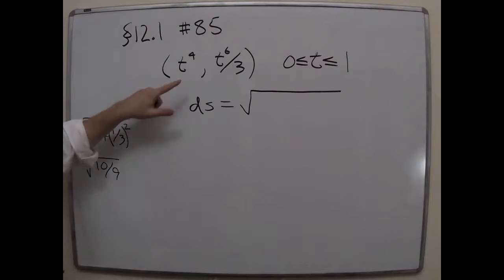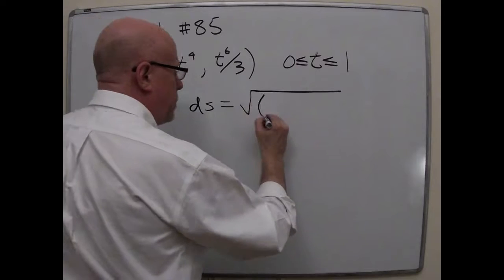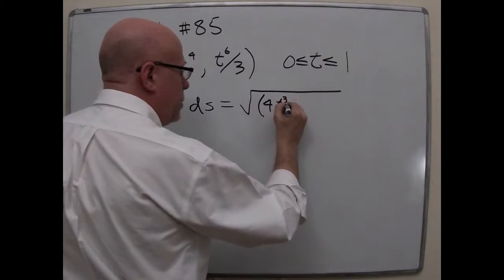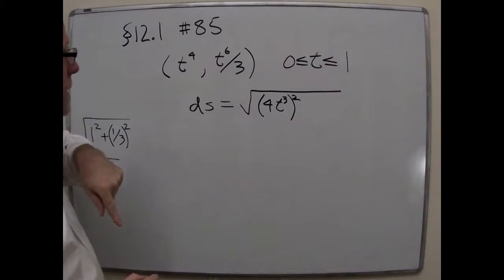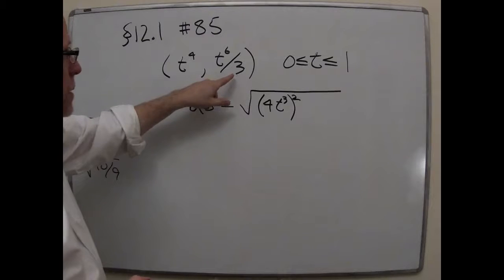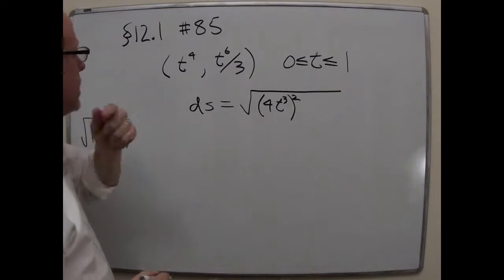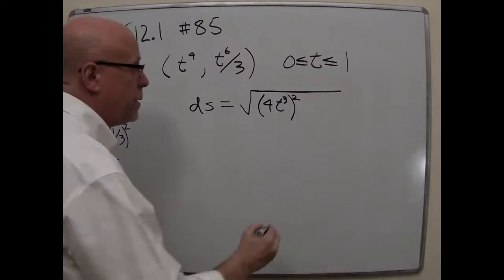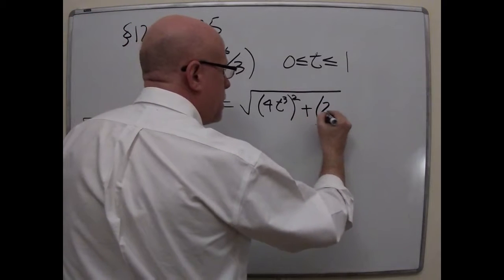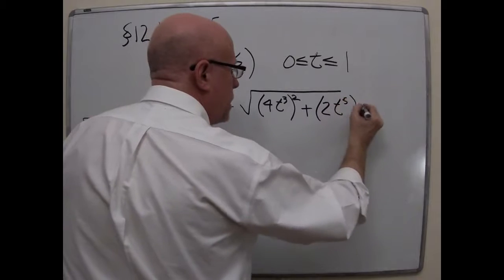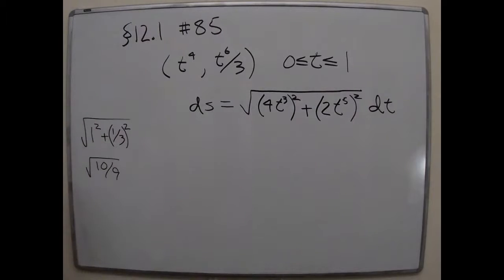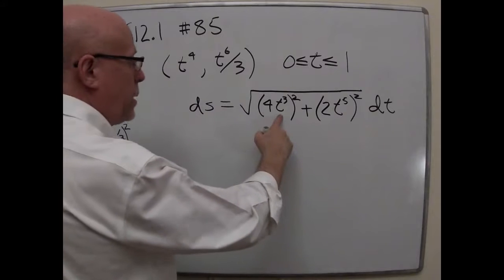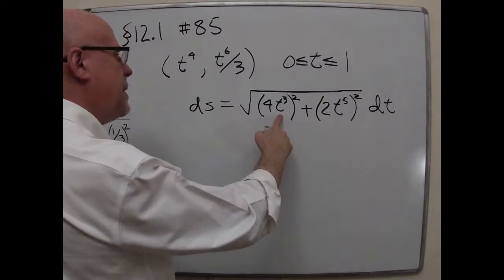Now t to the 4th's derivative is 4t cubed. So we need 4t cubed squared. And t to the 6th's derivative is 6t to the 5th. 6t to the 5th over 3 is going to become 2t to the 5th. And that will also be squared. And that is all multiplied by dt. Don't know what we can do with this. Let's see. Squaring that gives me 16t to the 6th.